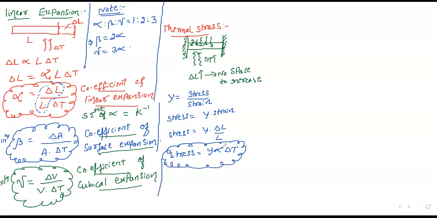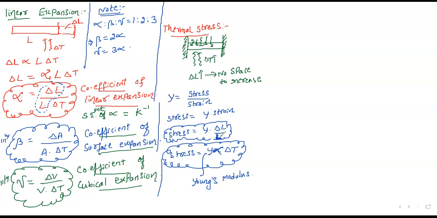So what's the formula for the thermal stress? Y into alpha into delta T. What is this Y called? Y is a constant called the Young's modulus of the material. So the thermal stress is nothing but the Young's modulus into alpha into the change in temperature. Or you can also remember this formula Y into delta L by L. Delta L is the increase in length, L is the original length. So this is the formula for the thermal stress.